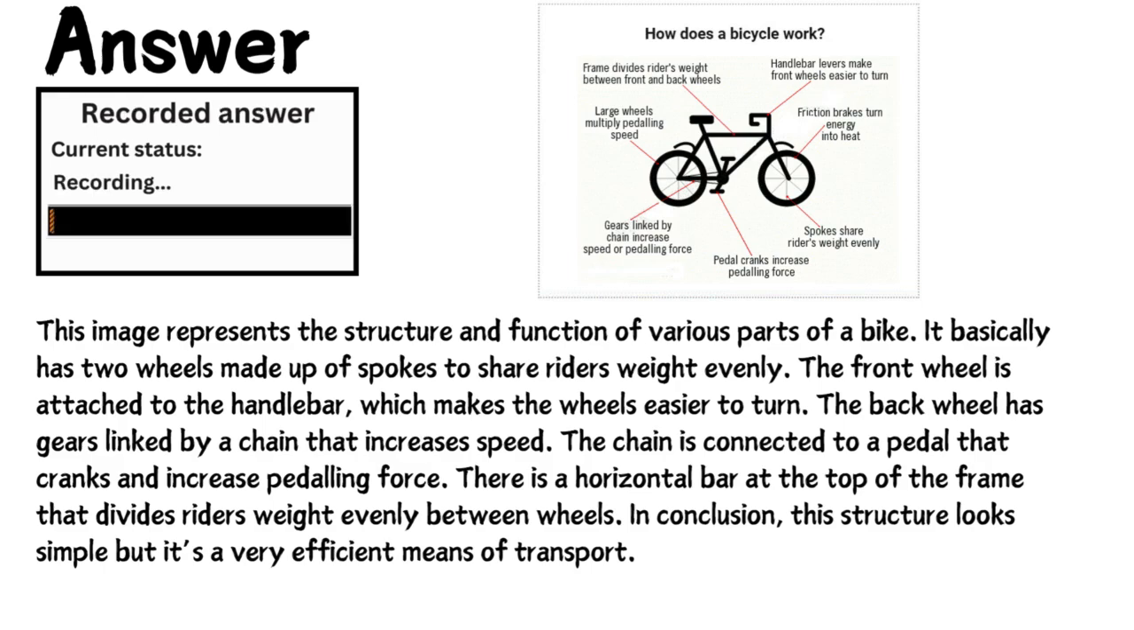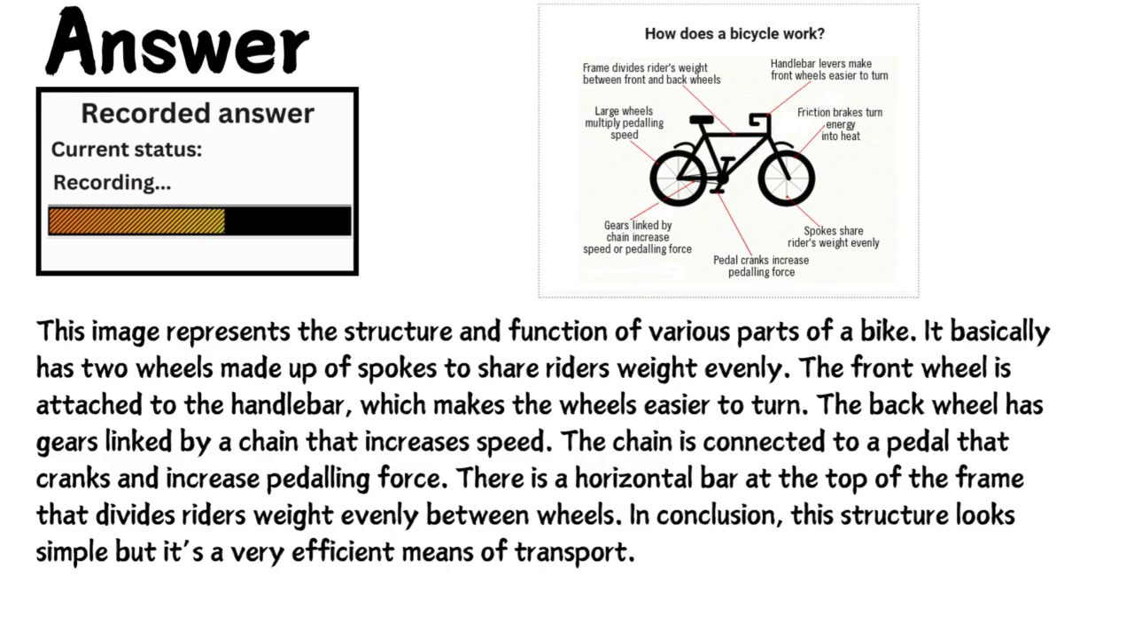This image represents the structure and function of various parts of a bike. It basically has 2 wheels made up of spokes to share rider's weight evenly. The front wheel is attached to the handlebar, which makes the wheels easier to turn. The back wheel has gears linked by a chain that increases speed.